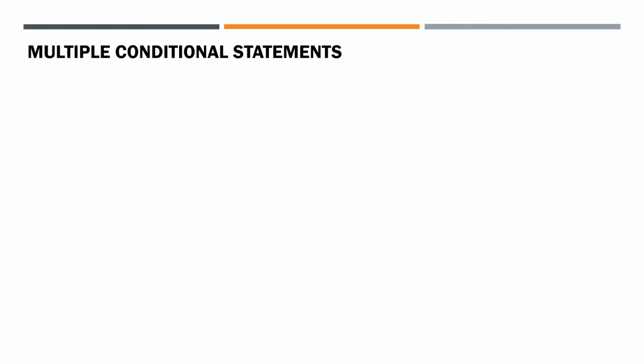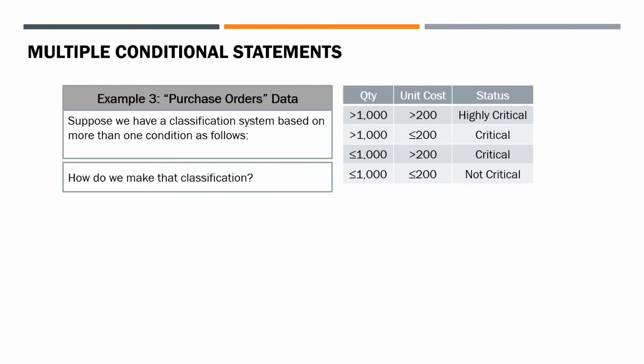And the next one is multiple conditional statements. It occurs when we have multiple conditions that require more than one logical function. For instance, you might require IFS and OR, or IFS and AND, because you have multiple conditions. Here we are going to classify the status of order based on quantity and unit cost.